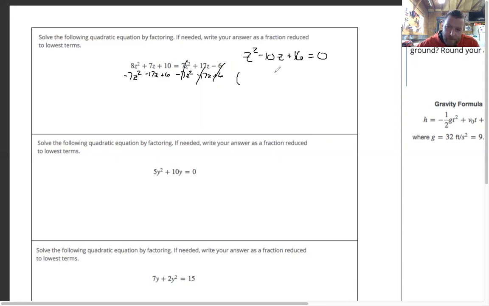Now, we can factor this out. The only two things that can multiply up to z squared is z and z.